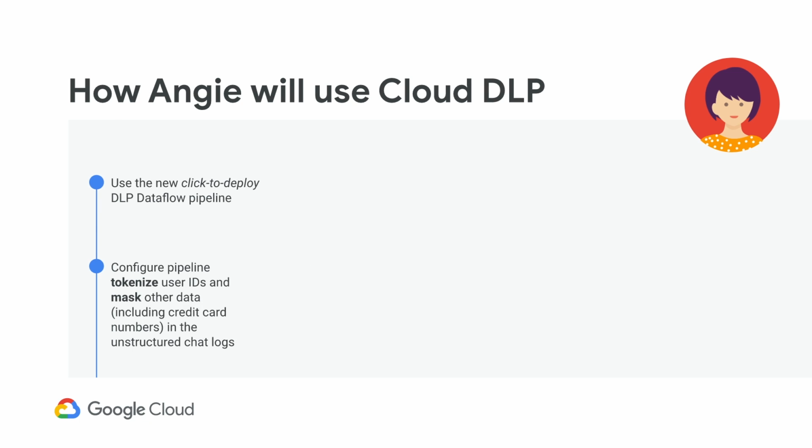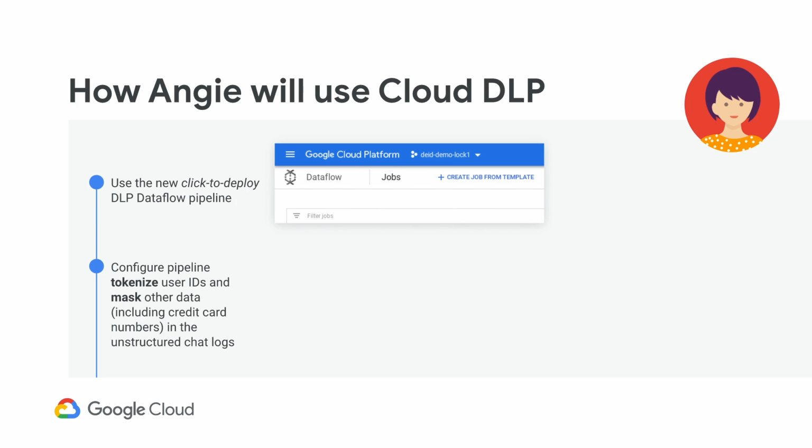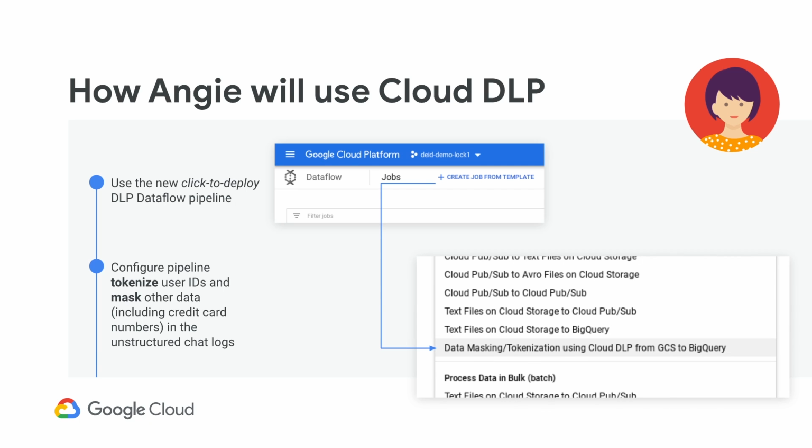So how is Angie going to do this? Well, she's going to use our new click-to-deploy DLP Dataflow pipeline and use the Dataflow UI to do this. What she's going to do is configure that to tokenize that data and to mask all the unstructured data. As we see here, we're going to click on Create a Job from Dataflow Template, and we're going to select the data masking tokenization using Cloud DLP from GCS to BigQuery.